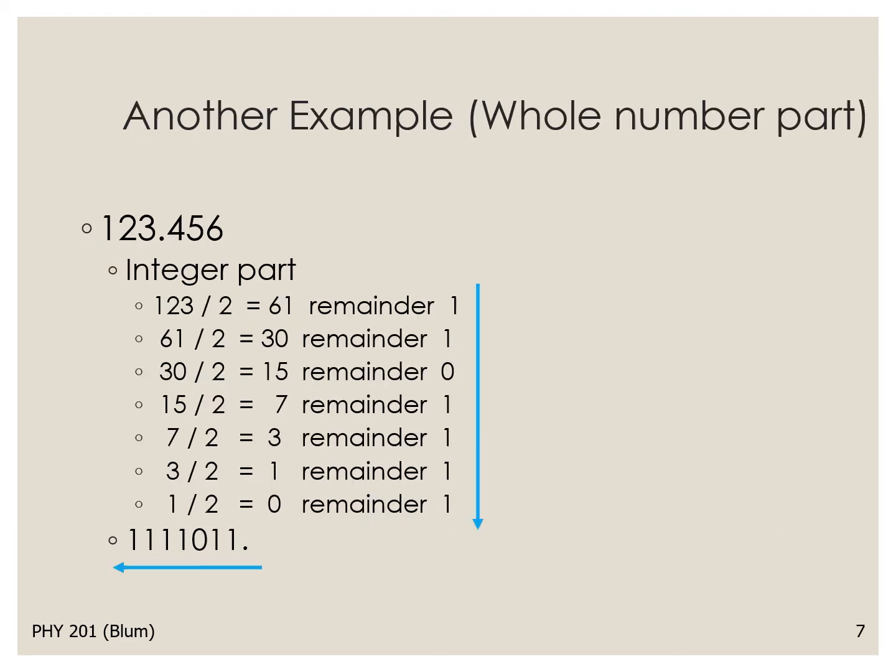So here's just another example, 123.456. Take 123 and divide by 2, get 61, remainder of 1, and so on. So on the whole number side, the integer part, we are repeatedly dividing by 2, and we are working from the decimal point to the left, working away from the decimal point, and for the whole number we're working to the left.